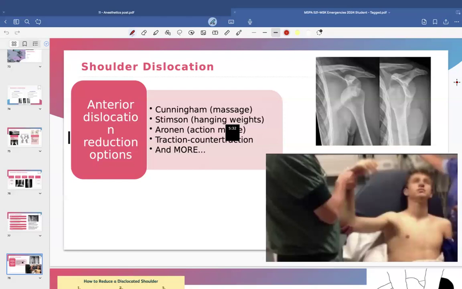Usually you're able to reduce a violent dislocation, or a nursemaid's elbow or finger dislocation, with enough anesthesia, and it's really gratifying. You feel it pop back into place. It's a lot of fun. But there are different ways to reduce, such as traction.